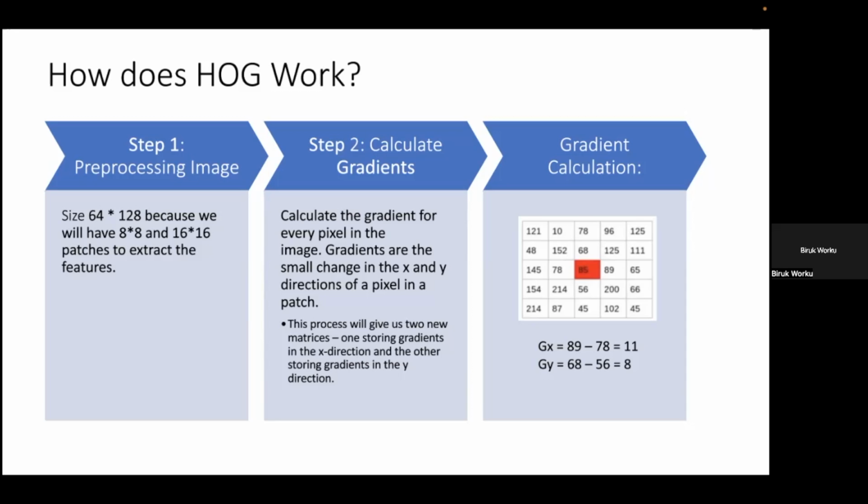The next step is to calculate the gradient for every pixel in the image. So gradients are the small change in the X and Y directions. We will first get the pixel values for this patch, which, as you can see in the table, is the 85 red. To determine the gradient in the X direction, we need to subtract the value from the left of the pixel value to the value from the right. Similarly, we calculate the gradient in the Y direction by subtracting the top value by the bottom value. And you can see there that g of x is equal to 11 and g of y is equal to 8. The magnitude would be higher when there is a sharp change in intensity, such as around the edges of an image.